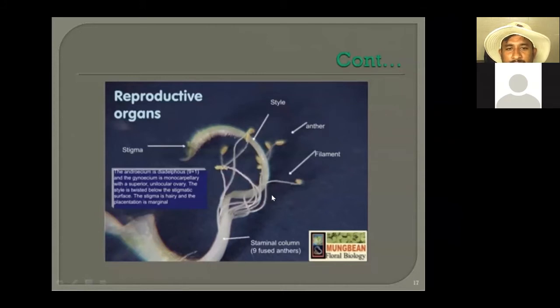And the gynoecium is monocarpellary. It has a single carpel, and the stigma is hairy. And why is it hairy? Because when pollen is in the air or when pollen bursts, the stigma should be receptive. It can catch the pollen.